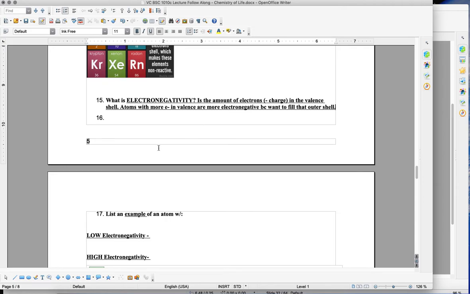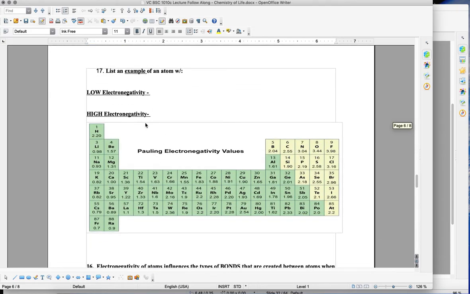All right, so let's give an example of an atom with a high electronegativity and low electronegativity. We said a high electronegativity, for example, would be fluorine, because it has 7 valence electrons. And an atom that has low electronegativity we could say, for example, is sodium, Na, which only has 1 valence electron. Okay, so hopefully that makes sense.